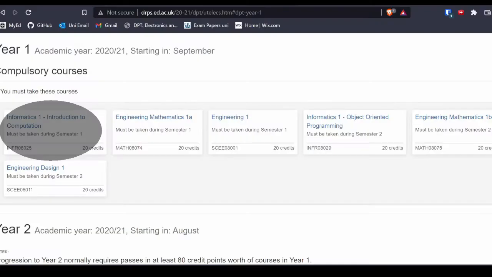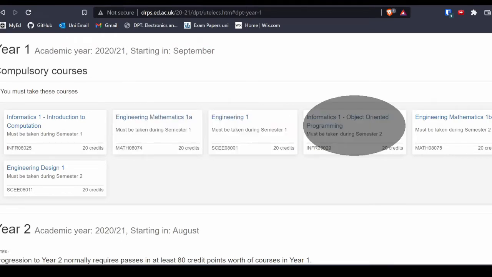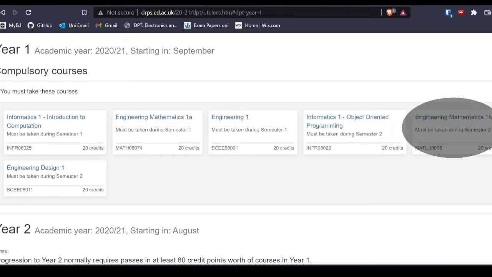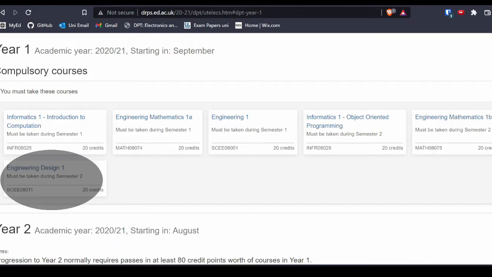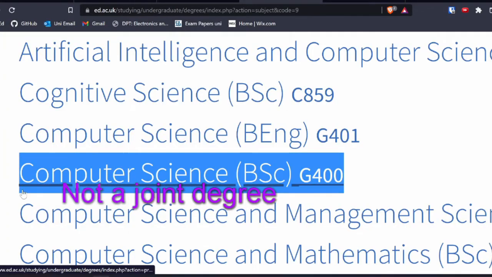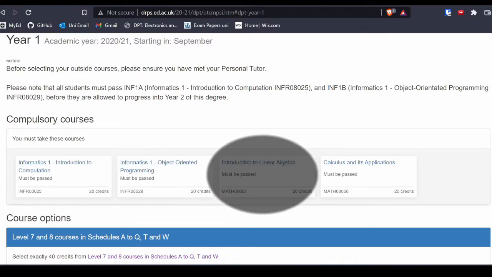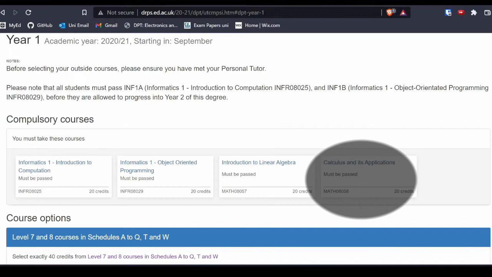In year 1, the units I had in electronics and computer science were Introduction to Computation, Engineering Maths 1A, Engineering 1, Object-Oriented Programming, Engineering Maths 1B, and Engineering Design 1. If I compare that with another degree, which is just Computer Science BSc, in year 1 they would have Introduction to Computation, Object-Oriented Programming, Introduction to Linear Algebra, and Calculus and its Applications.